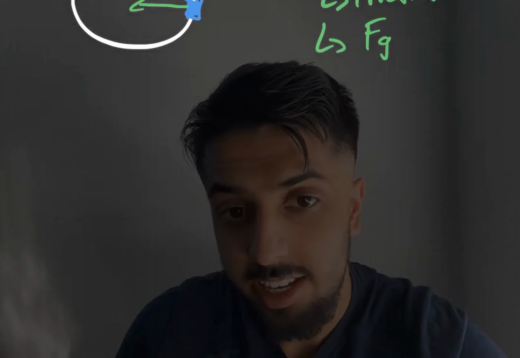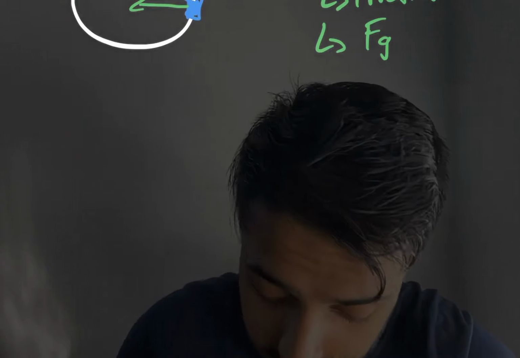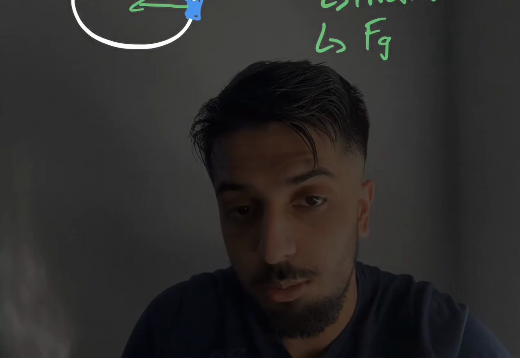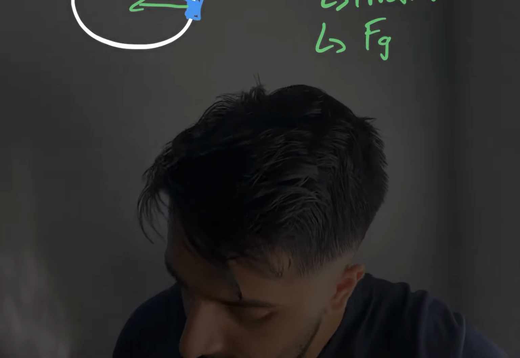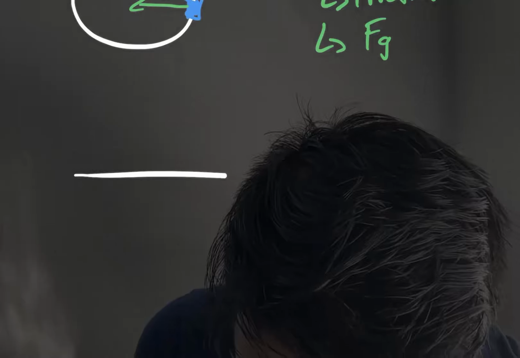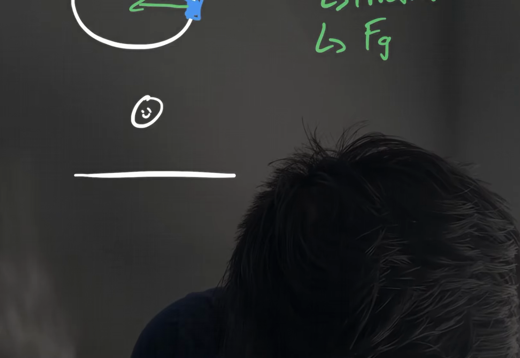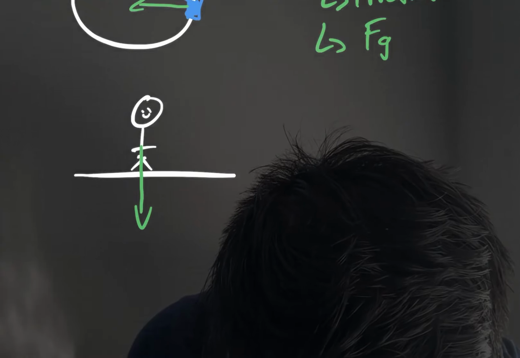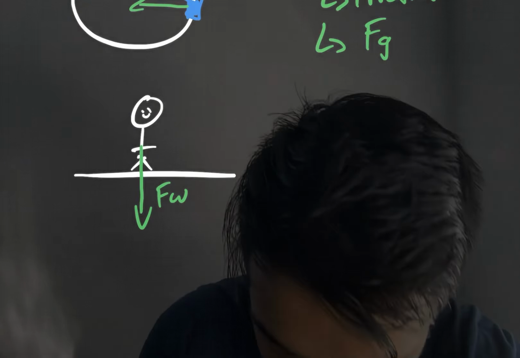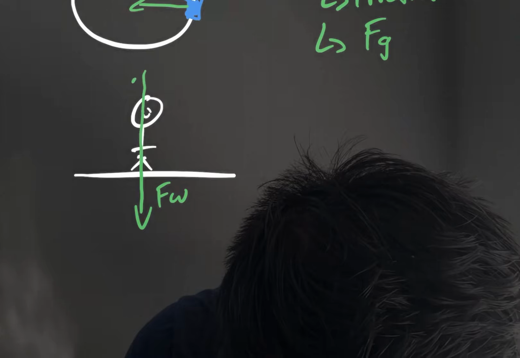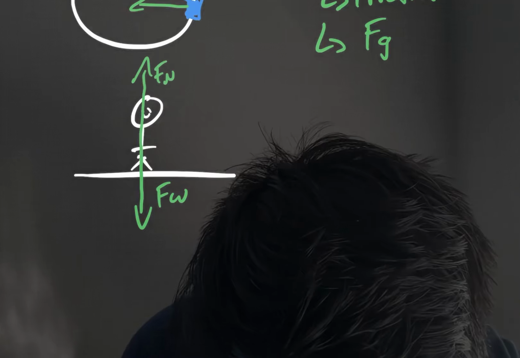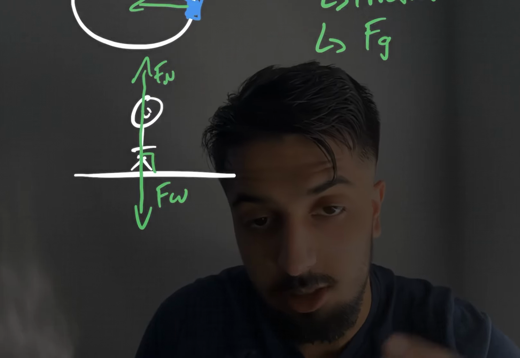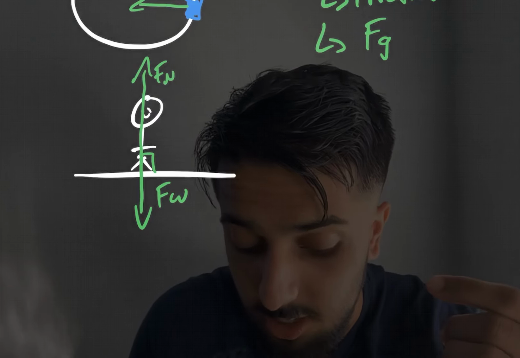So now in the case of a banked corner, this is actually a different scenario. The centripetal force is provided by the horizontal component of the normal force. What I mean by that is if we have a guy standing on the ground like this, he's going to have a weight force going down, and therefore he also must have an equal and opposite normal force acting upwards, at right angles to the ground. That's why it's called the normal force, because it's normal to the ground that he's standing on.